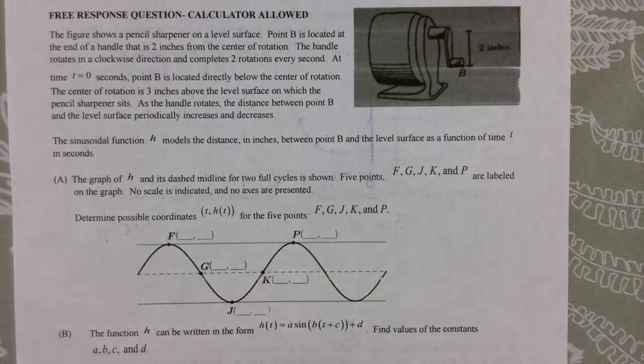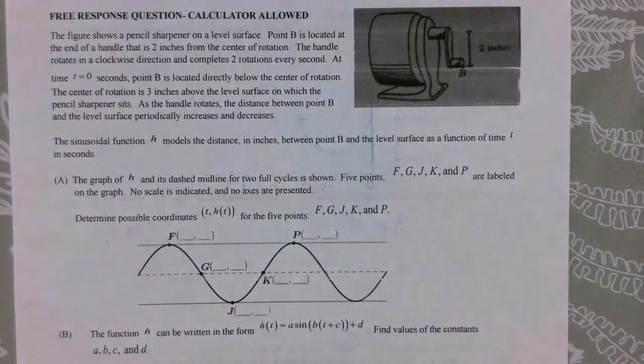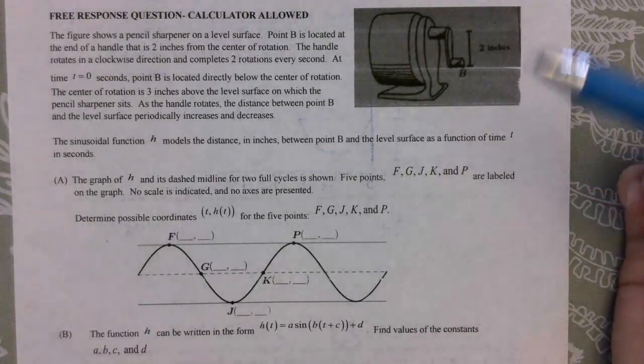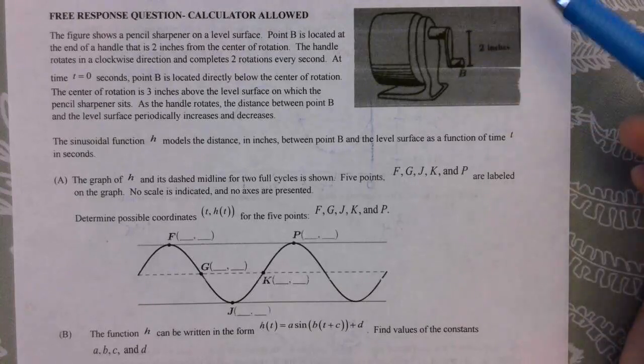All right, let's look at the FRQ together. It says calculator allowed, but please know you're not allowed to use a calculator on this. I'm going to do it without it. The figure shows a pencil sharpener on a level surface. Point B is located at the end of the handle that is 2 inches from the center of the rotation.